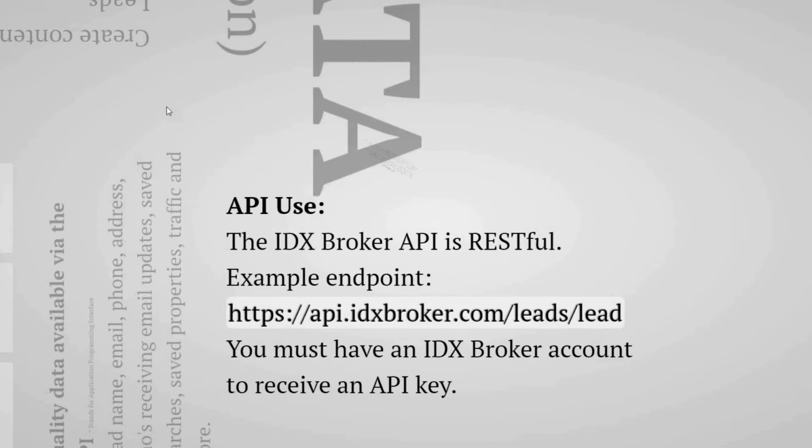So here's an example endpoint here for the leads call. This is the main leads call to get lead data. You have to make this call via HTTPS for security, and this goes to our subdomain api.idxbroker.com, and then the kind of organizing here of the leads component, and then finally the lead endpoint. To make any of these calls to our API, you must have an IDX Broker account to receive an API key. This key would be passed along with your call to the endpoint.